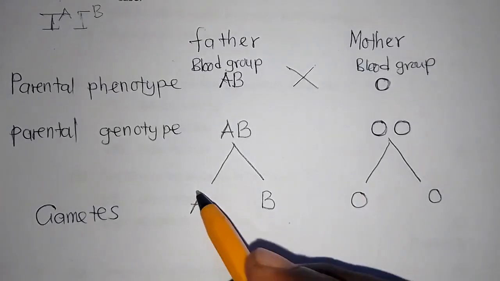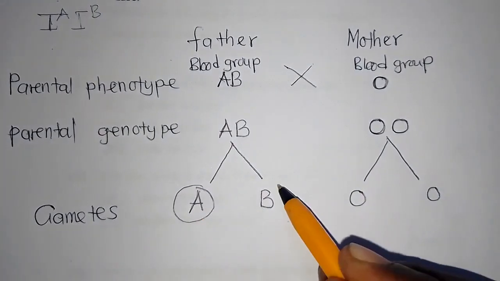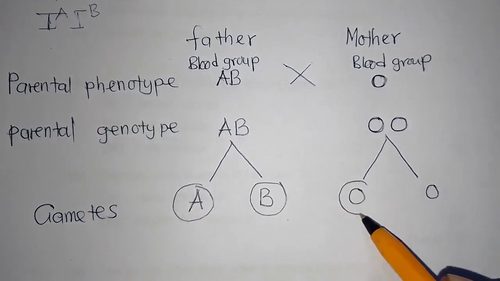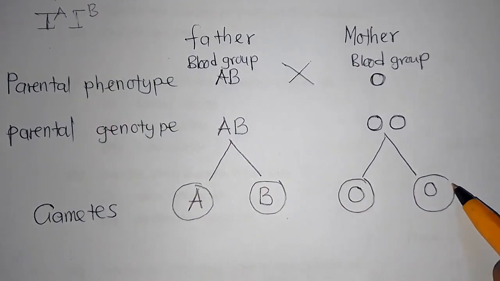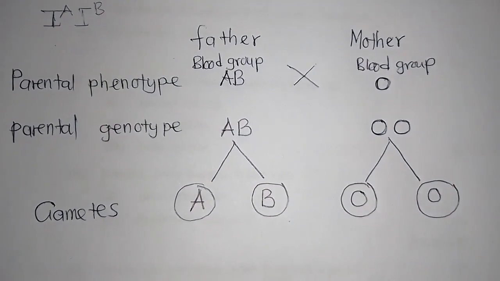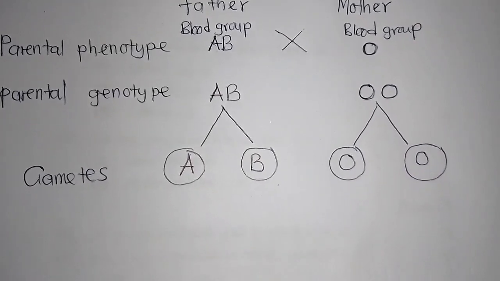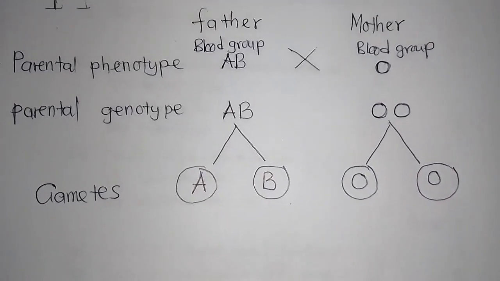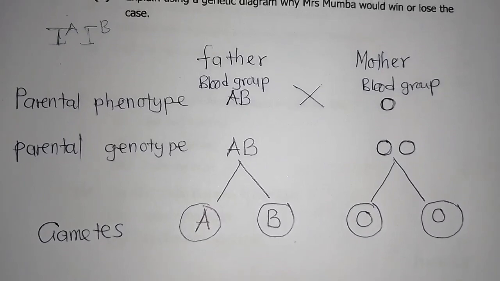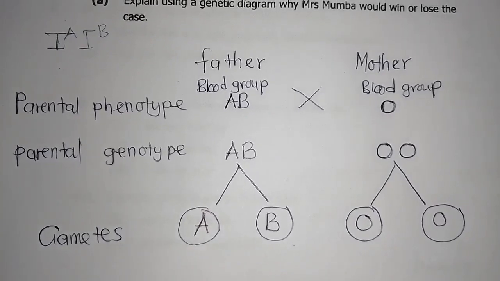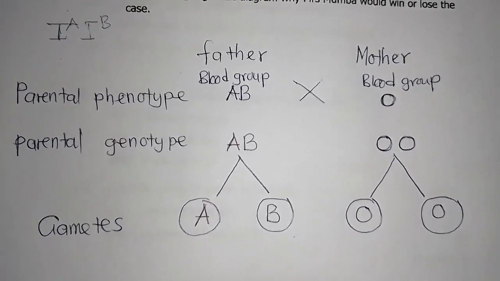So if I want, I can put these in circles like this. These are gametes. Then after, have you seen the way my diagram is coming up? This is how you are supposed to do it. This is the exact way you are supposed to do it.